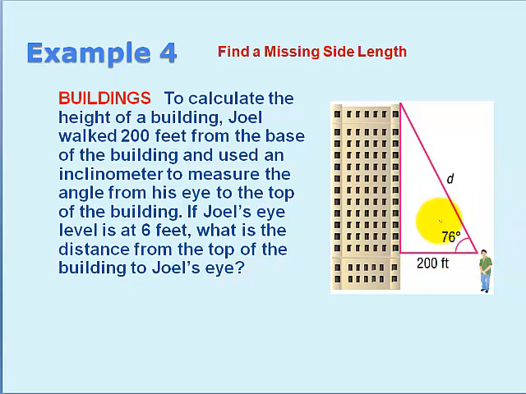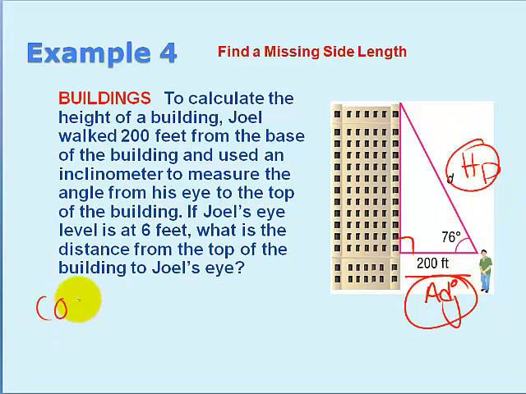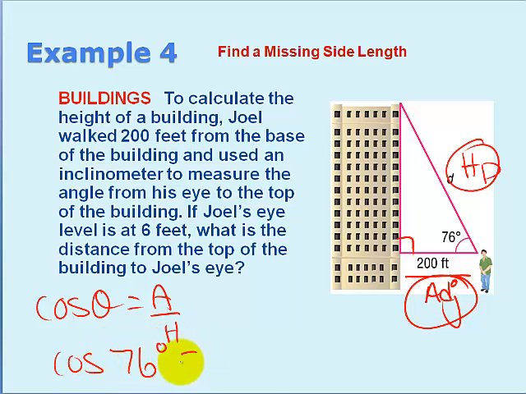So here's our situation. We're given 76 degrees, 200 as our adjacent. So if you look, we have adjacent. This is going to be hypotenuse because this is our right angle triangle. So the trig function that uses adjacent and hypotenuse is cosine. So cosine theta is equal to A over H. Cosine of 76 degrees is equal to 200 over H. I want to find my H, which in this case is my D.